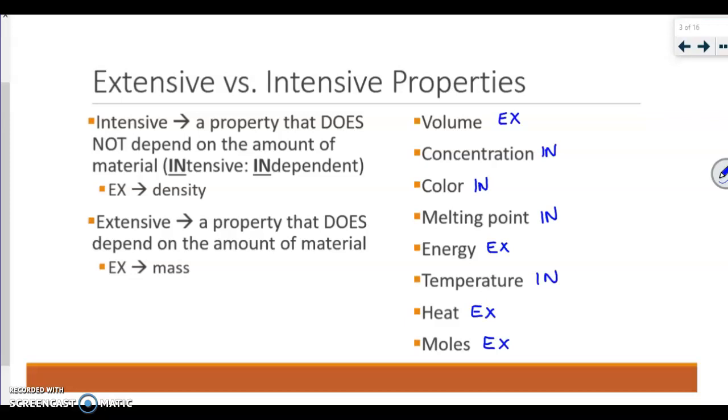Please check your answers. Volume, energy, heat, and moles are all extensive because they depend on the amount of material present. Something like concentration is similar to density because it is a ratio, so it's intensive. Temperature is an average of all the kinetic energy of molecules, making it intensive. And then things like color and melting point are also intensive.